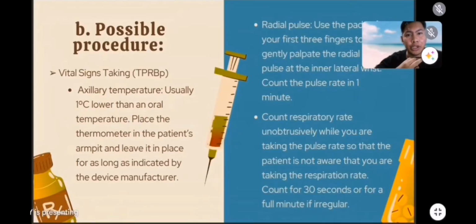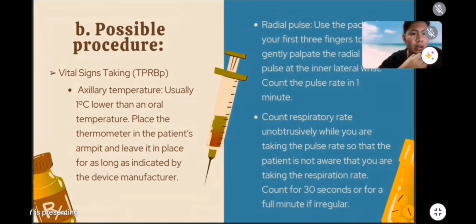The possible procedures in vital signs taking, or the TPR and BP: first is the temperature, the axillary temperature. Usually 1 degree Celsius lower than an oral temperature. Place the thermometer in your patient's armpit and leave it in place for as long as indicated by the device manufacturer. Next, we must measure the patient's radial pulse. We must use the pads of your first three fingers to gently palpate the radial pulse at the inner lateral wrist and count the pulse rate in 1 minute.